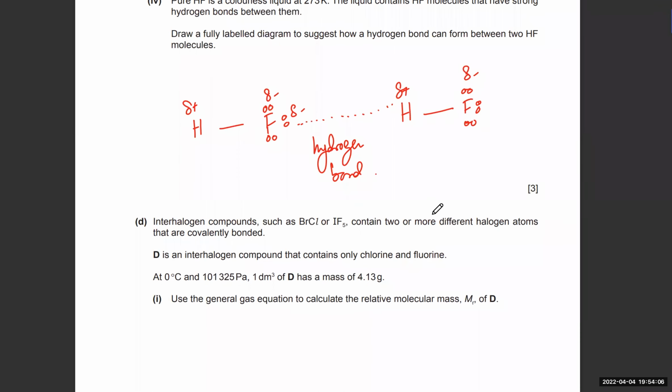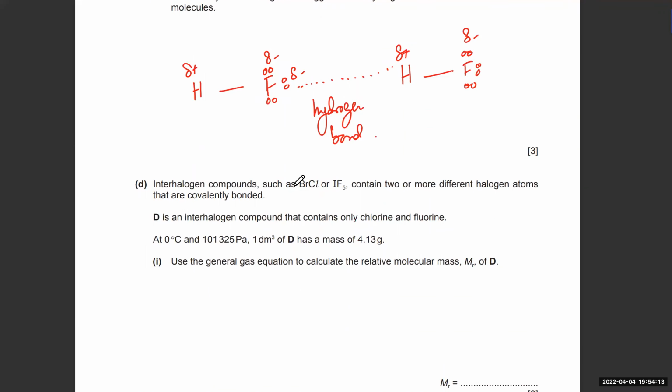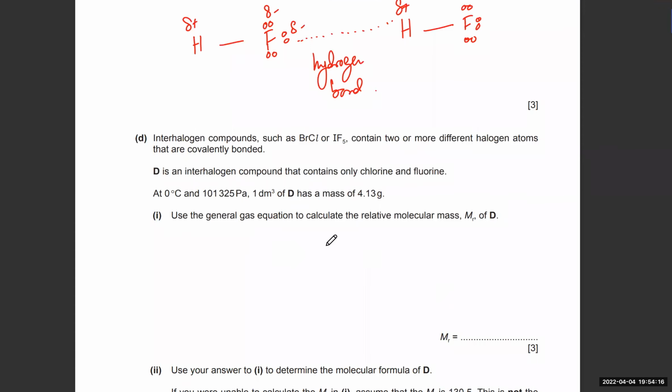Then you've got interhalogen compounds. BrCl and IF5 contain two or more different halogen atoms that are covalently bonded. D, I think he's asking for the MR, using the general gas equation, which is PV equals nRT. Moles is mass divided by MR, so you can write n as mass divided by MR. The pressure is given, 101325 pascals. The volume is also given in decimeter cube, but it has to be in meter cube. This is something you have to remember. How do you convert decimeter cube into meter cube? You divide by 1000. So that is P into V.